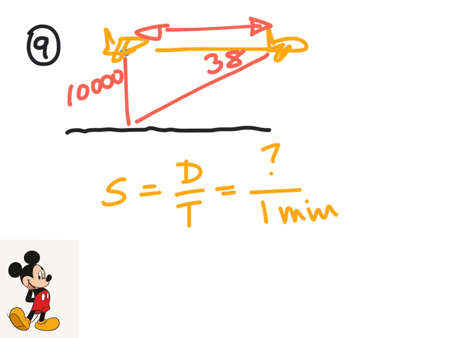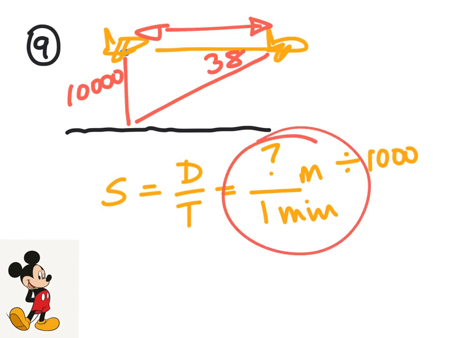Now the question asks for the answer in kilometres per hour. So this number here on the top, remember, is in metres. So how are you going to change that? You're going to have to divide it by 1,000 to put metres into kilometres. The bottom is in minutes. So how many minutes is in an hour? 60. So once you've done that calculation, divide it by 1,000 to put it into kilometres and times it by 60 to put it into hours. And there's your answer, kilometres per hour.